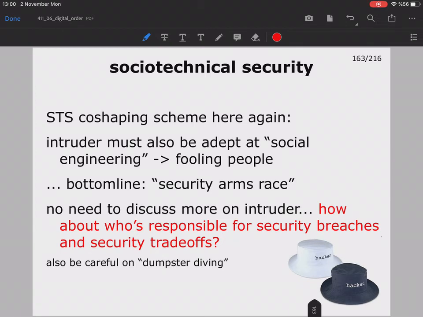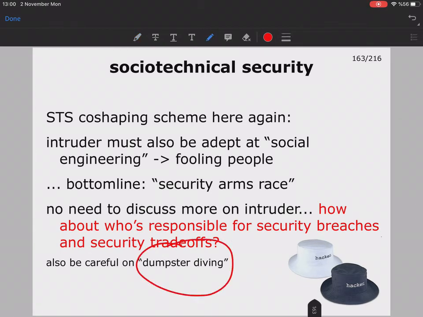We should also be careful about dumpster diving, like what we put in the junk boxes, or how we discard our devices, because people can get lots of information from our rubbish papers. So all of the documents in a company should be destroyed properly, to avoid dumpster diving as well.